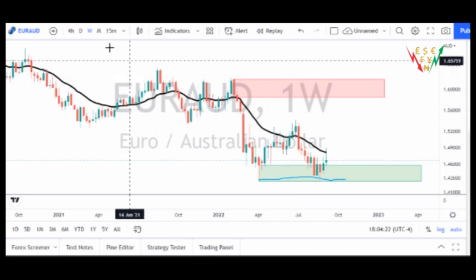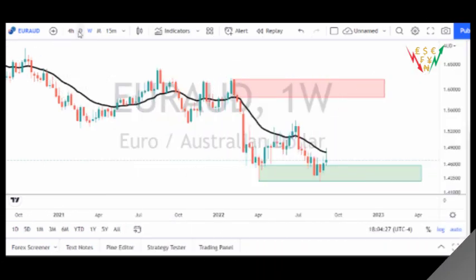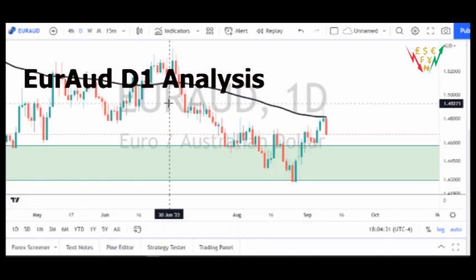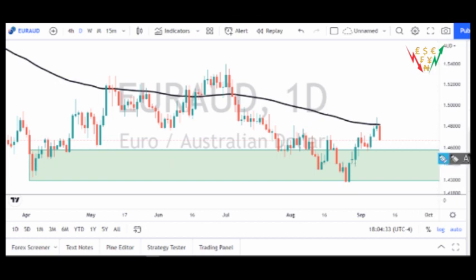Okay. So on the technical, guys, let's go further to the daily time frame. So guys, on the daily time frame, very interesting one here. I can actually spot two significant levels. We see this particular level here. This is a support level, and a support level broken.